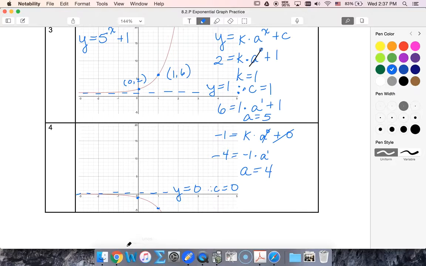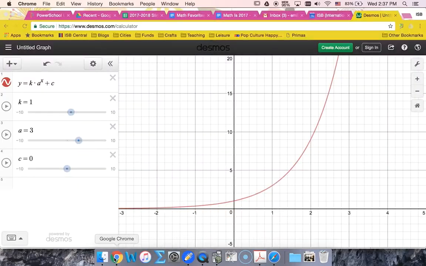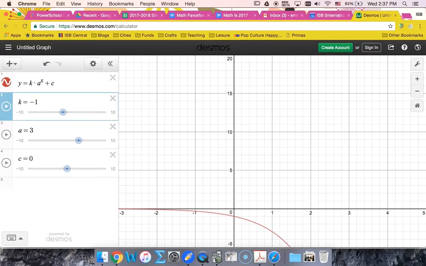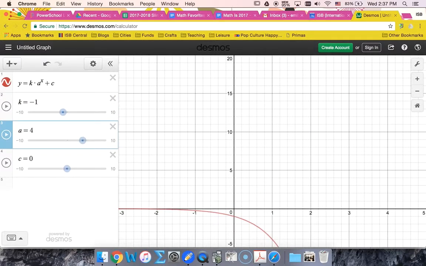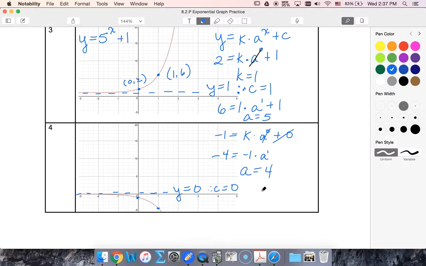So let's test this one out. If I come over here, I can say that my k value was -1. My a value, it looked like, was 4. And there's my picture, and it seems to match exactly. Notice I've made the same x and y axis so that I can really look at my picture and see if it's the same. And that looks like it checks.